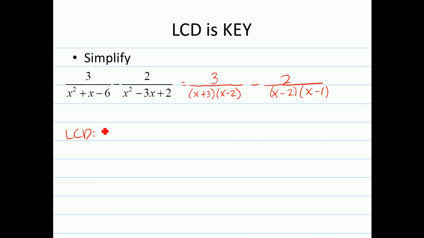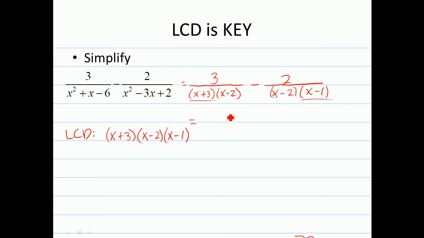Here, since everything is factored prime, just what does one have that the other one doesn't? And for the most part, this one has an x plus 3. This one has an x minus 1. So you're going to combine all of them. So really, your LCD is going to be x plus 3 times x minus 2 times x minus 1. So now we have to figure out what we have to do to make both of those equivalent fractions with this LCD.